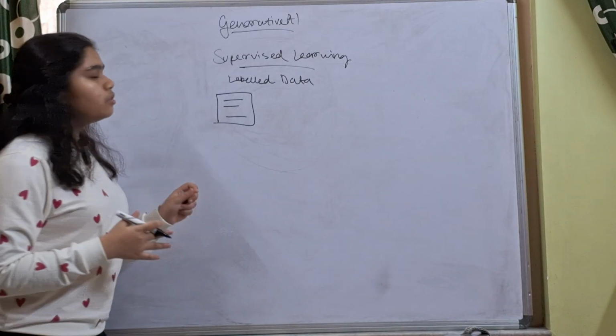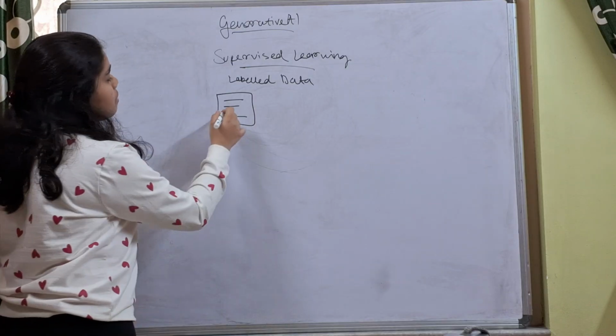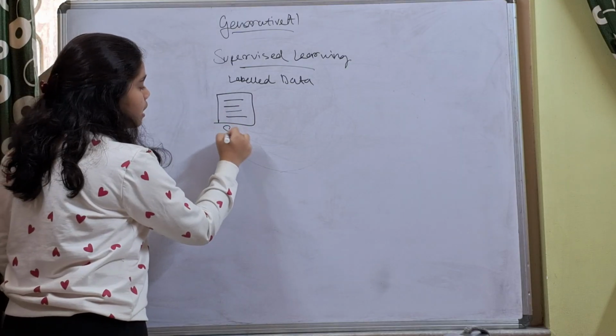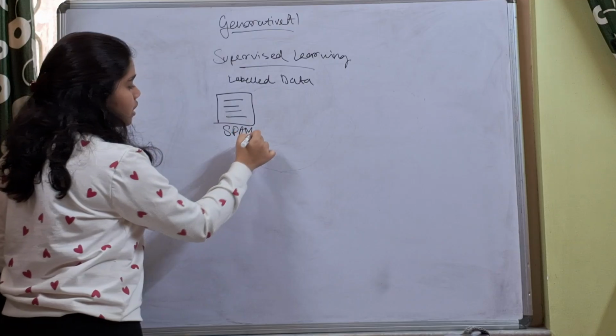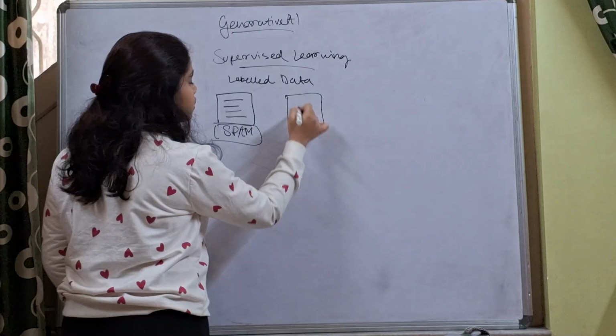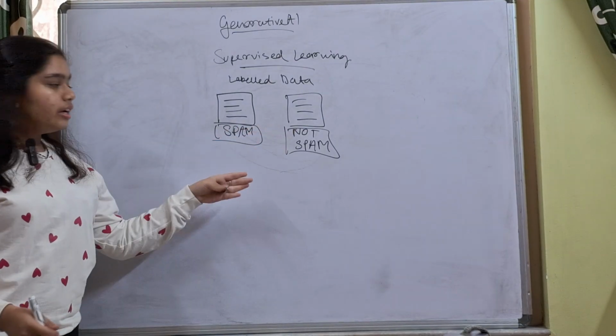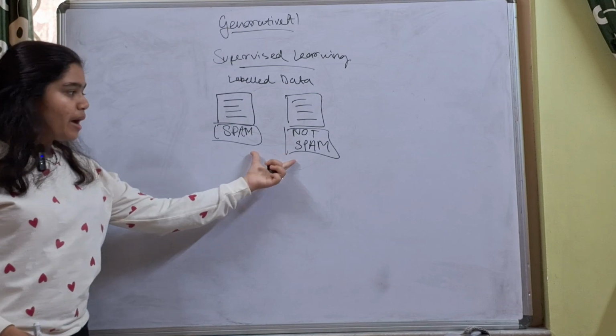While training the model, I'm giving it a sample email and saying this is a spam email, giving it a label. Then I give it another email. So here, what is the data? They are the emails, and I'm giving these emails certain labels, spam and not spam.